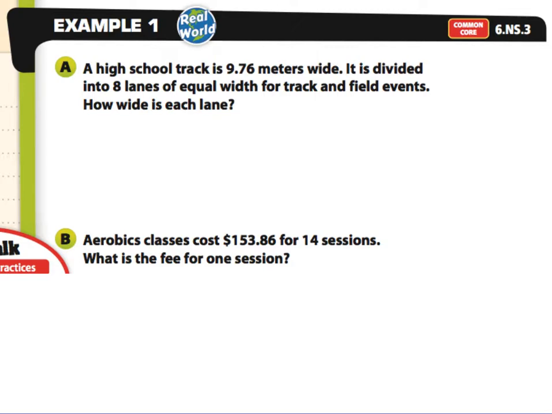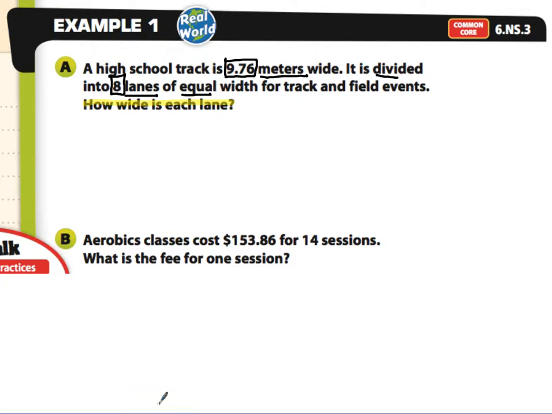We want to know how wide is each lane, right? And then it literally tells us that it is divided. It says that it is 976 meters, and that's being divided into 8 lanes. Okay, and they're equal, so we know that we can divide the 2 numbers.